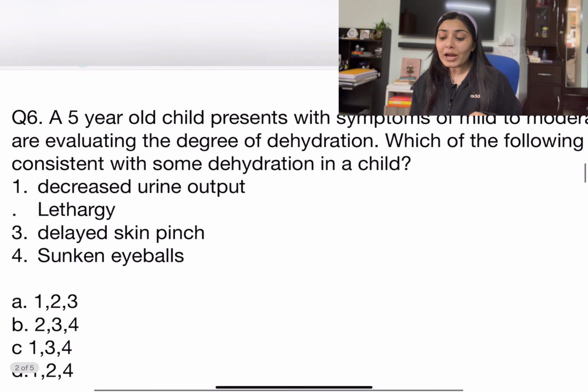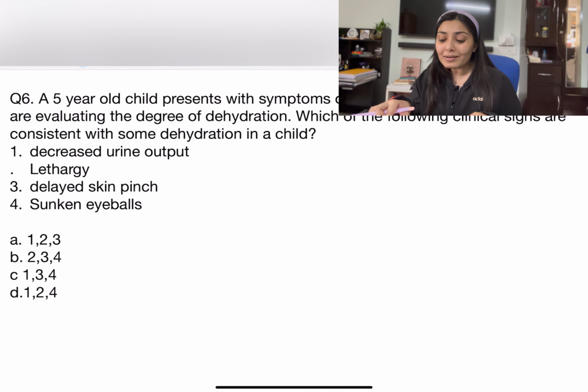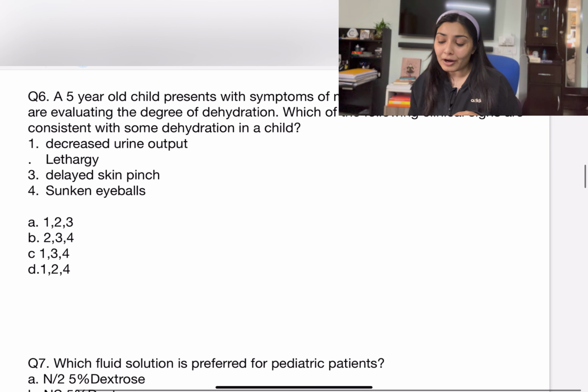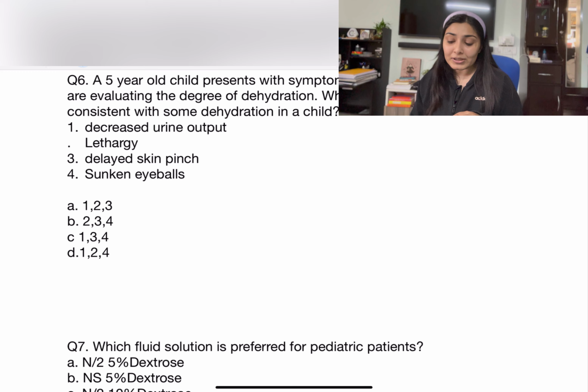Moving on to the next question, again a dehydration question. A 5-year-old child presents with symptoms of mild to moderate dehydration. You are evaluating the degree of dehydration. Which of the following clinical signs would be consistent with some dehydration over here? Decreased urine output, lethargy, delayed skin pinch, or sunken eyeballs? They are asking us some dehydration, right?